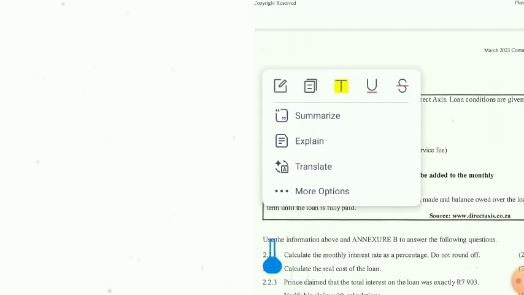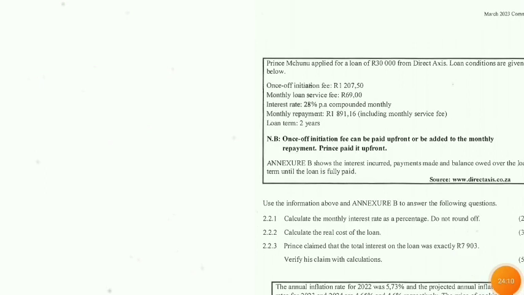2.2.2, calculate the real cost of the loan. So let me just read here first of all. I forgot. Use the information above and Annexure B to answer the following questions. Use the information above and Annexure B. It means there's an annexure. Okay, 2.2.2, calculate the real cost of the loan.